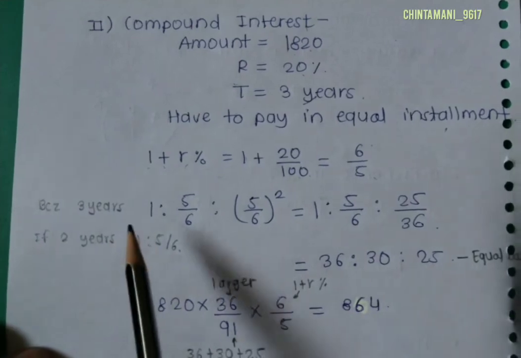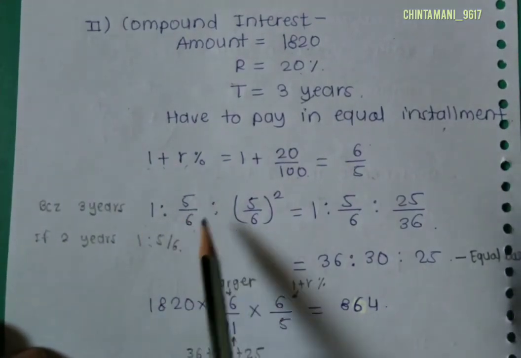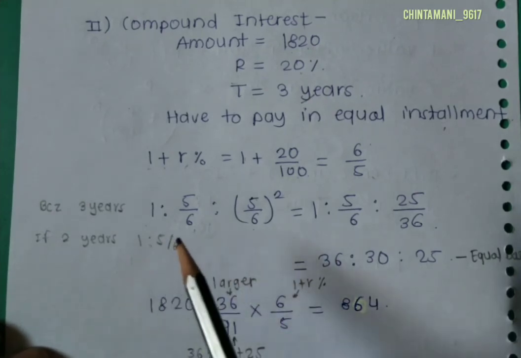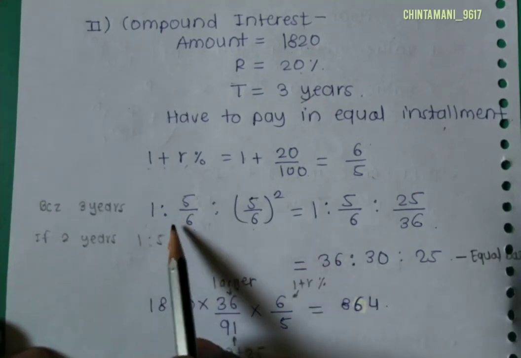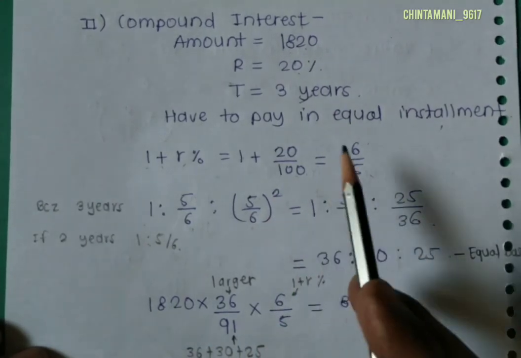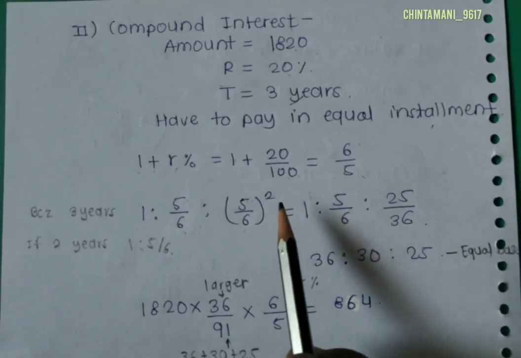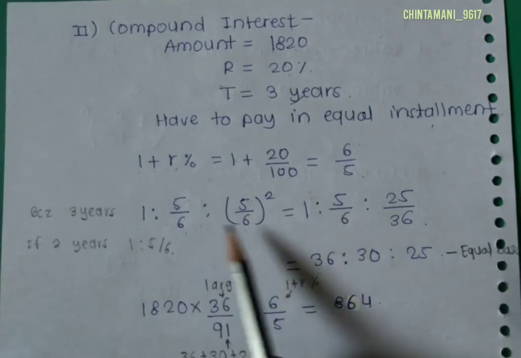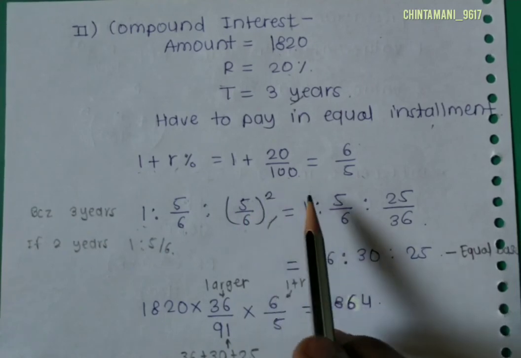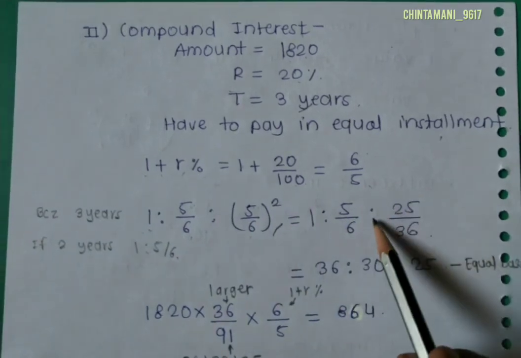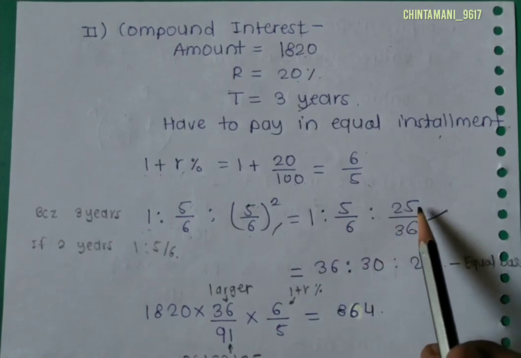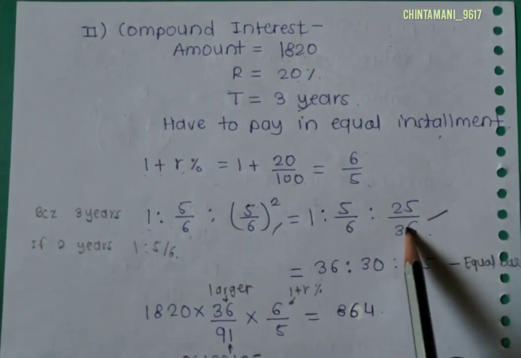Then we are going to take it for the 3 years. So do this: 1, 5 by 6, 5 by 6 square. If we were given 4 years, then we would do 1, 5 by 6, 5 by 6 square, 5 by 6 cube. But we have to calculate for 3 years. So we are going to take 3: 1, 5 by 6, 5 by 6 square. This will be our equation. 1, 5 by 6, 5 square is 25, 6 square is 36.